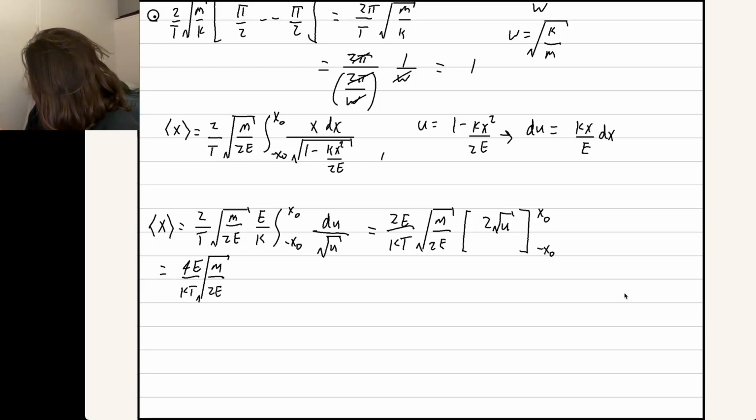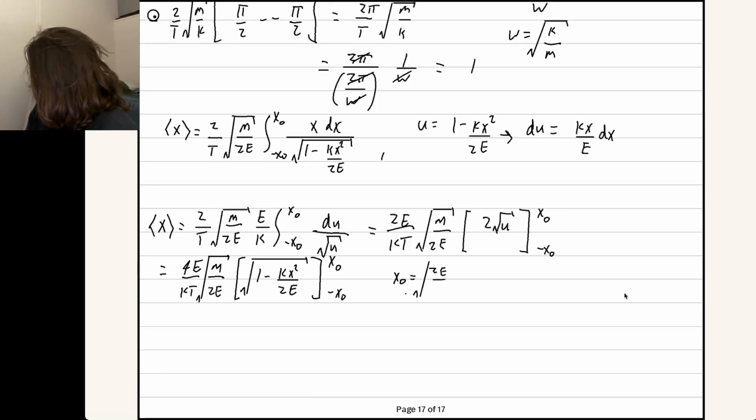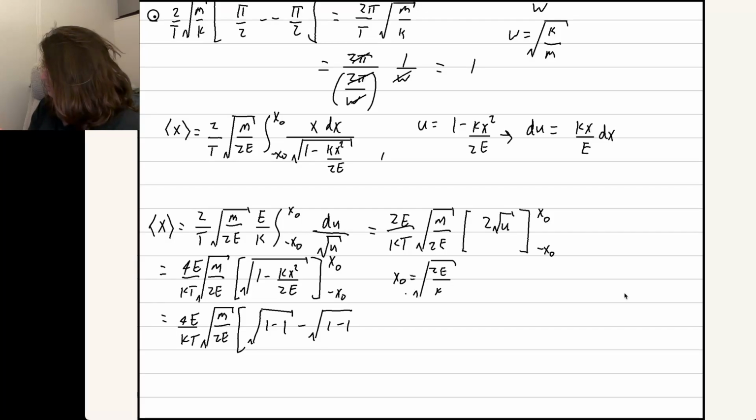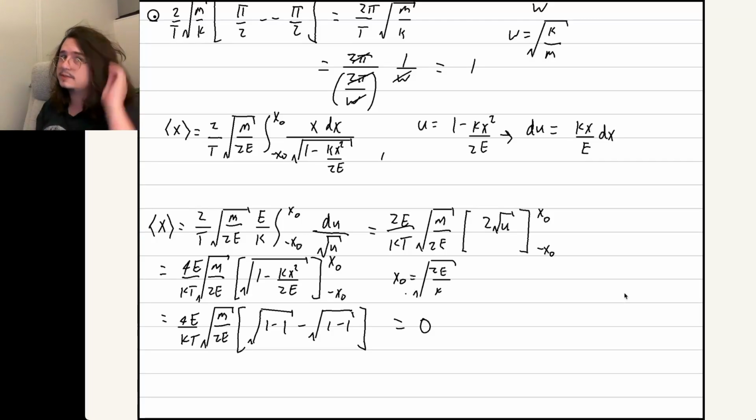And then, remember our u this time was 1 minus kx squared over 2e, which we're going to be evaluating at the endpoints. The endpoints were just equal to the square root of 2e over k, and so if we square that, it's going to be 2e over k. When we evaluate at the endpoints, you just get the square root of 1 minus 1 minus the square root of 1 minus 1, both of which are 0. So you find that the expectation value of x is 0, which makes sense.